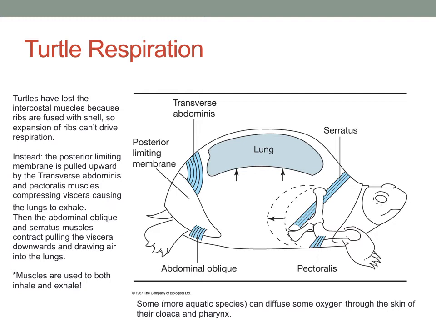An interesting example of this would be the common snapping turtle here in North America. Somewhere between 3 and 10% of their oxygen demands, especially when they're hibernating at the bottom of a pond, typically buried in the mud, is through diffusion of oxygen through their cloaca.